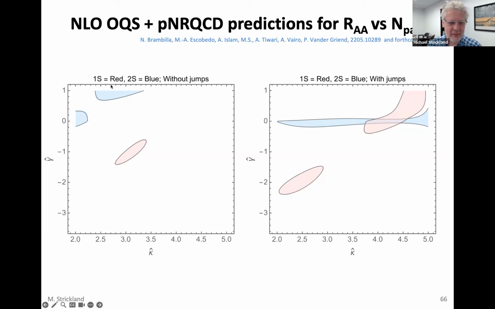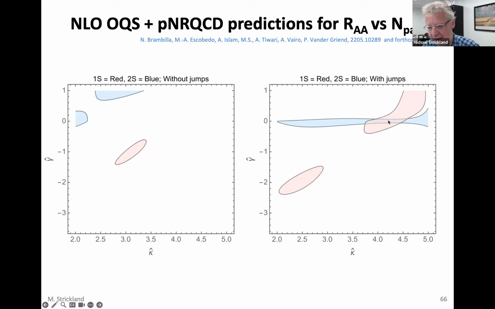This is without the jumps. The best fit for the 2s is in this region of the parameter space, and the best fit for the 1s is this region. And as we can see, there's no overlap. You can't simultaneously describe the ground state and excited state overlaps without including these quantum jumps. But once you include them, you find that, okay, there might be a disconnected region over here, but there is a nice region where there is an overlap.